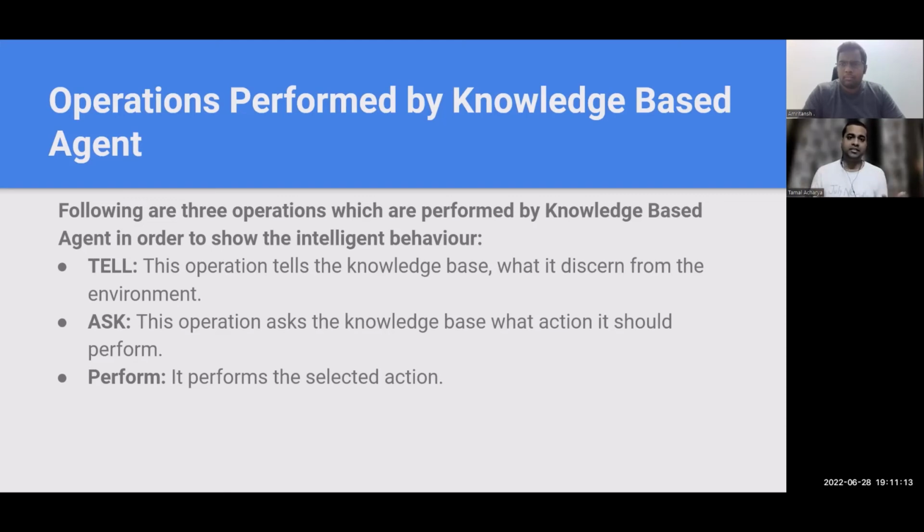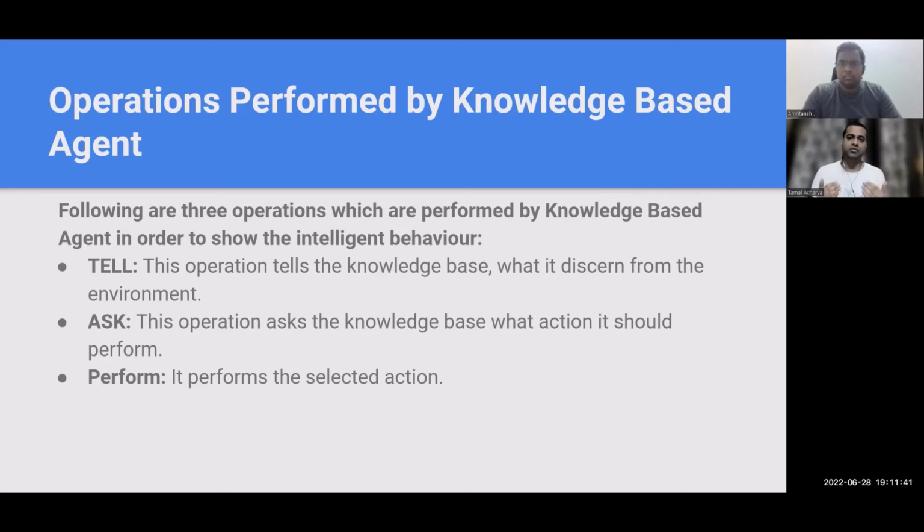We are expecting at least to show some intelligent behavior when a knowledge base agent performs these three actions: tell, ask, perform. Tell means the operation tells the knowledge base what it discerns from the environment. This is similar to perception. It tells the knowledge base what it is understanding from the environment, what inputs it is receiving from the environment.